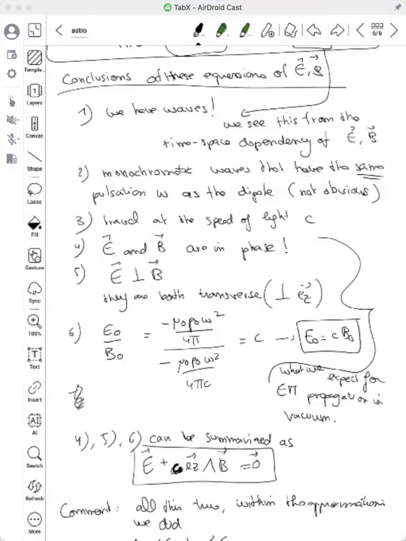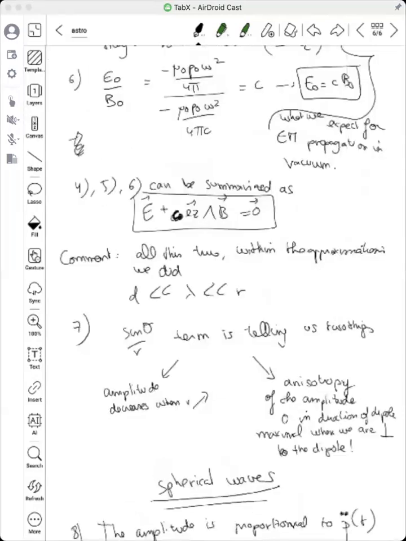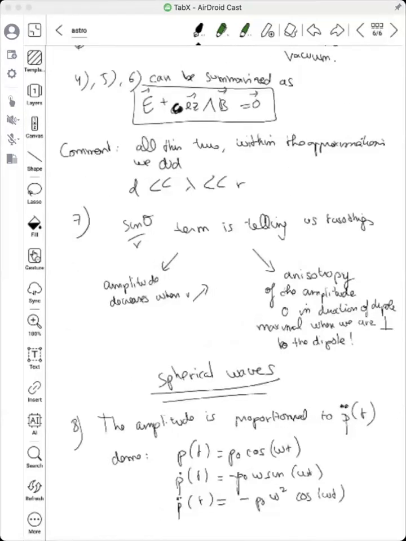Actually, in the expression I have for E and B, the cosine is not quite omega t, it's omega t minus R over C. So I can write that E is mu 0 over 4 pi, sine theta over R, times p of t minus R over C, in the E theta direction. Okay, and why is this interesting?